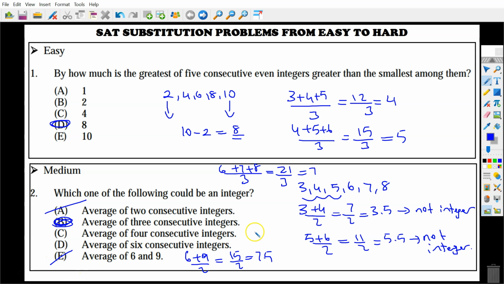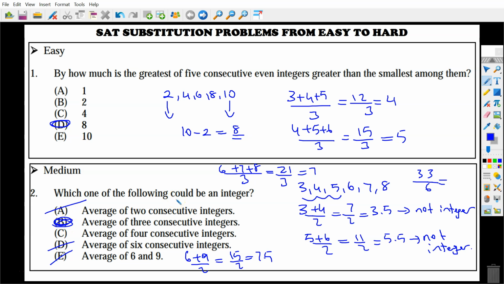Average of 6 consecutive integers. If you add them all up, you get 3 plus 4, 7, 12, 18, 25, and 33 divided by 6. 33 is not divisible by 6 evenly, so the answer will be a decimal. This is also a wrong answer. Average of 4 consecutive integers. 3, 4, 5, 6. So 3 plus 4, 7 plus 5, 12 plus 6, 18. 18 divided by 4 is going to be 9 over 2, which is another decimal, which is not an integer. So our correct answer is B for question 2.